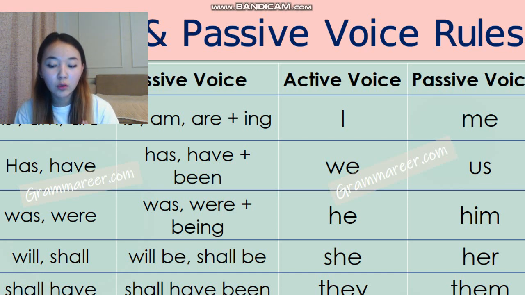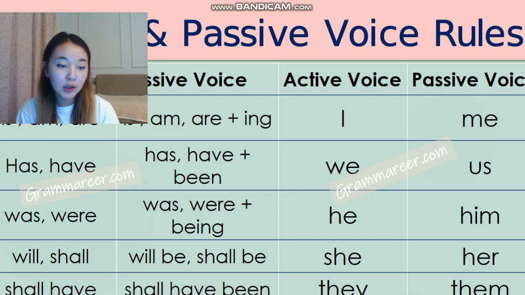we use am, is, are plus being plus verb 3. And also like this, in present perfect we also have has plus been plus verb 3. And also in past simple we use was, were plus verb 3. In past continuous passive we use was, were plus being plus verb 3. And in the future simple we use will be plus verb 3.